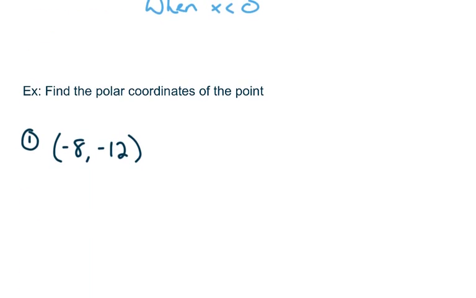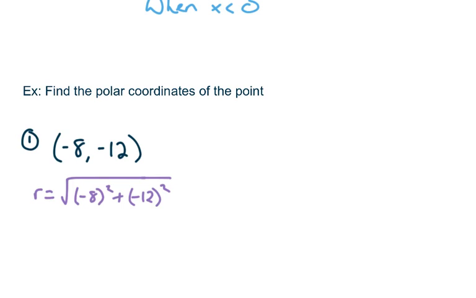Find the polar coordinates of the point. So we've got a point, -8, -12. So let's find our r value first. So r is equal to, we're going to take the square root of -8 squared plus -12 squared, and make sure your numbers are in parentheses when you do this in the calculator. If you want to do this, just type it in and get a rounded estimate.